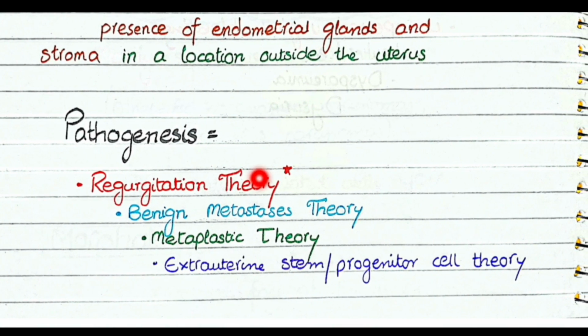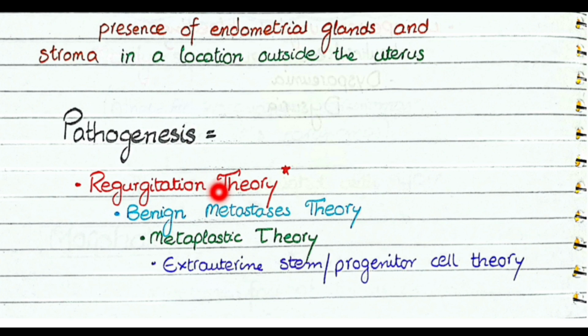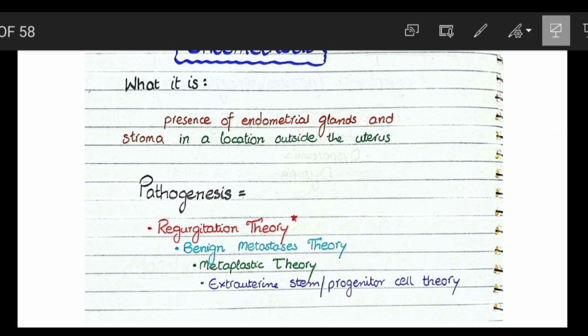Now, as far as the pathogenesis of this endometriosis is concerned, there are four theories that explain the pathogenesis. The first and foremost theory, the most accepted one, is the regurgitation theory. What is regurgitation? Let me explain. So let me draw the uterus.